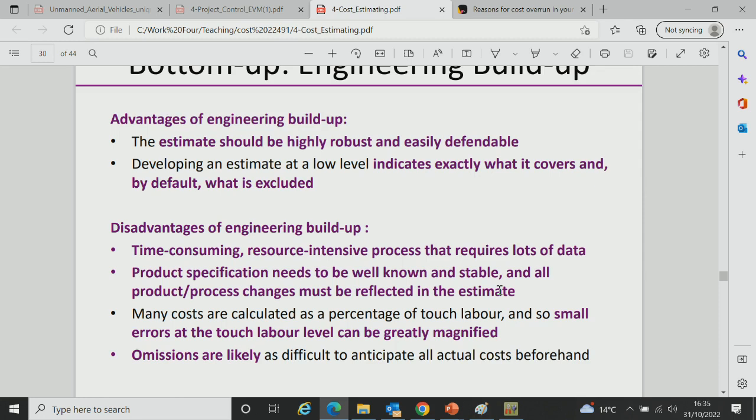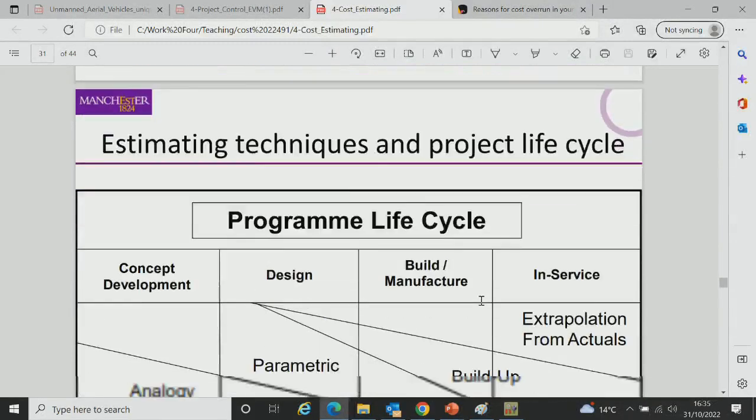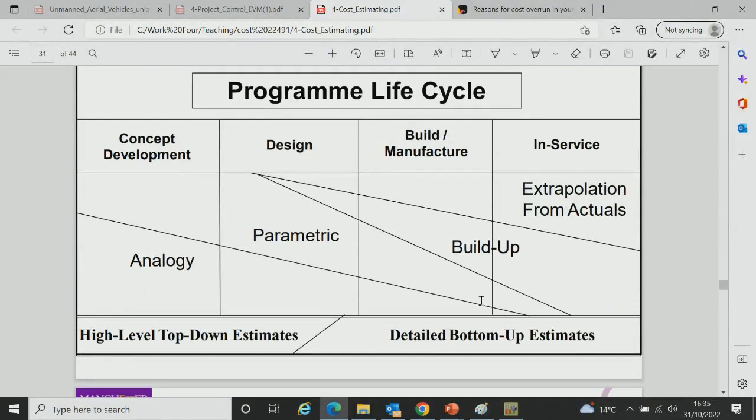So you've got to be mindful of the strengths and weaknesses. That's reflected here, in your project life cycle, in what type of estimating method is used. You can see you start off with analogy and parametric. The parametric lives a bit long into the project life cycle because it has more data. Your build up is on this side where all the data becomes available, and you're starting to get actuals in your project. So you can start to extrapolate actual data as your estimate. It makes sense that you use different techniques across the project life cycle.